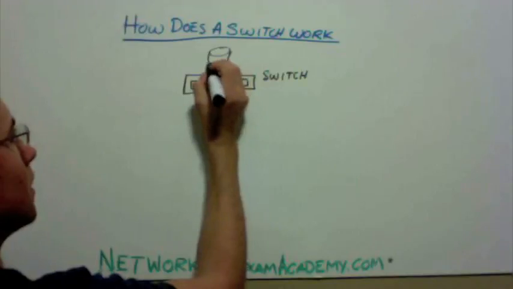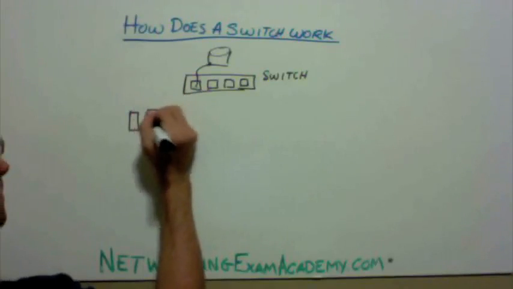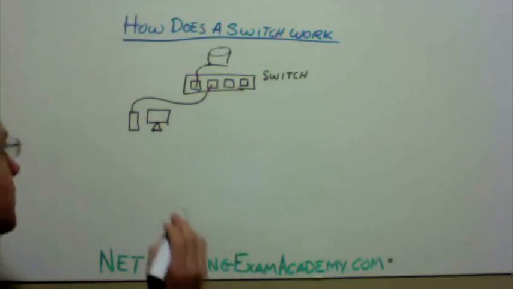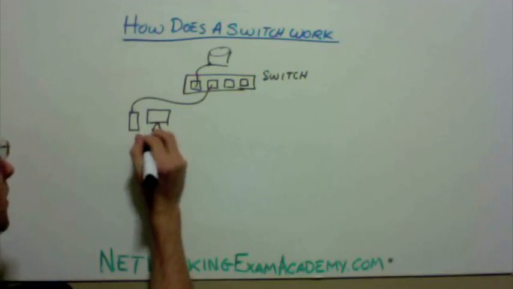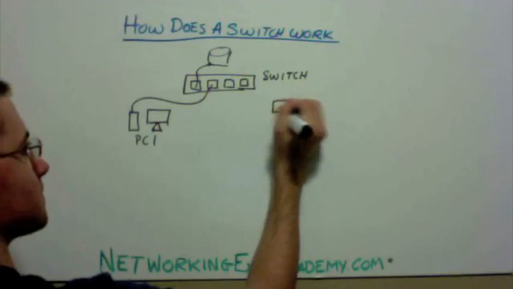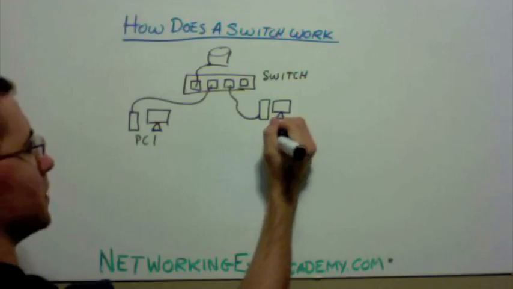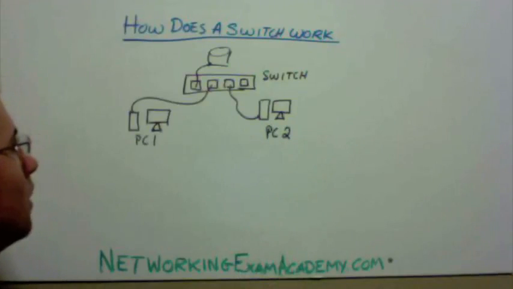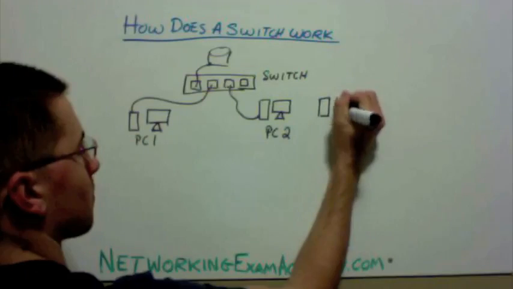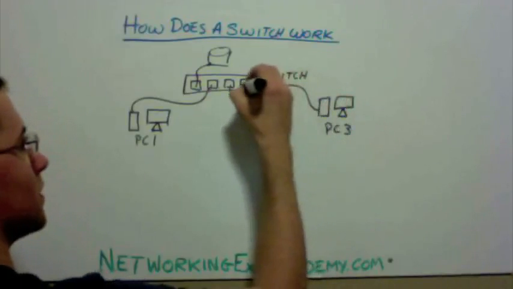Now let's plug the router into the port. Now let's draw a couple computers. Plug the computer into switch port 2. Call this PC1. Let's draw another computer over here. Plug that into port 3, PC2. And just for fun, let's draw another computer. Plug it into the last port.